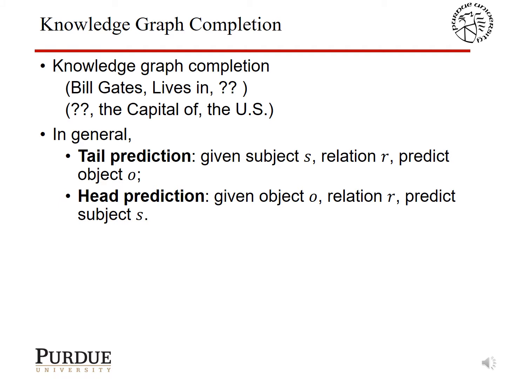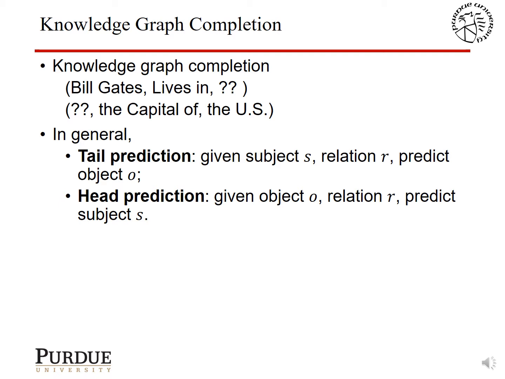In general, there are two tasks that we deal with. The first is the tail prediction task, which given the subject S and the relation R, predicts the object O. The second is the head prediction, where we are given the relation and the object, and we would like to know the subject.